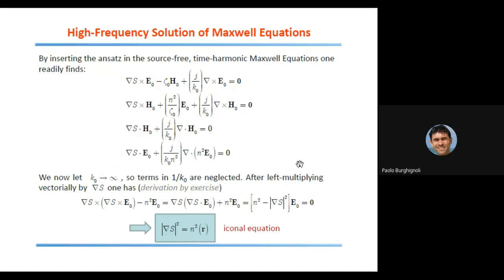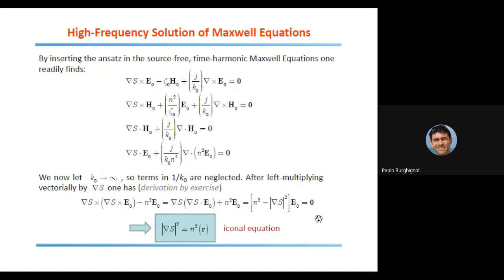And then if you neglect them and you left multiply everything by the gradient of the Iconal, then, again, you can do some algebra by exercise. You will discover that the gradient of S cross the gradient of S cross the electric field E0, minus n squared E0, which is something that can be rewritten as you can see here because of the properties of the double cross vector product, can be written also in this way: n squared minus the square absolute value of the gradient of S, times E0. This must be equal to the zero vector.